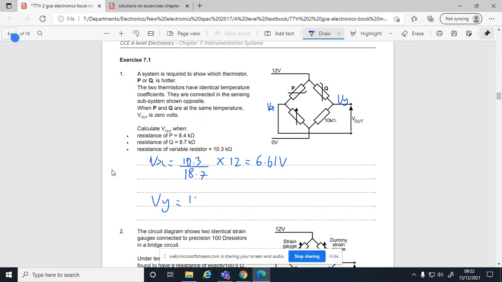And then Vy, we'll do exactly the same. Vy is going to be 10k this time over the total, which is still 18.7, multiplied by 12 gives me 6.42. Then obviously V out is the top of the arrow minus the bottom of the arrow. So V out equals Vy minus Vx. In this particular case, Vy is lower than Vx, so the answer will be a negative value, minus 0.19 volts.